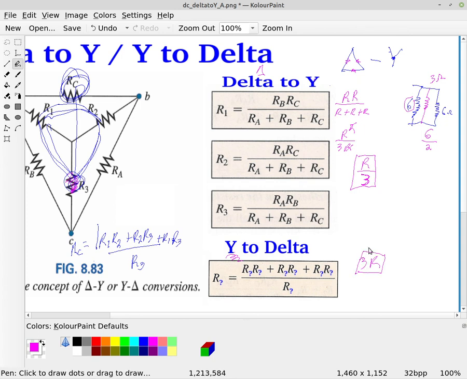All right, so very, very simple conversions from delta to Y's or Y's to delta, if you don't get caught up on 1s and 2s and 3s and A's and B's and C's, and simply look at the physics.